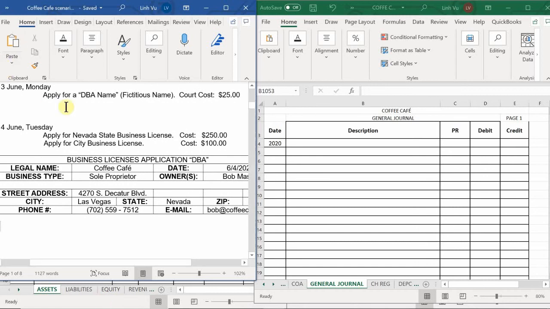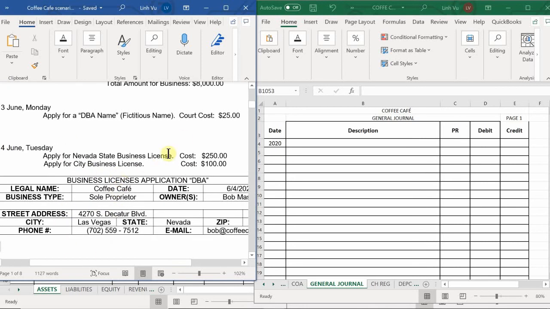So once again, this only happened on the 4th. So this whole entire transaction is something that we had to pay for: the actual form and to submit it.